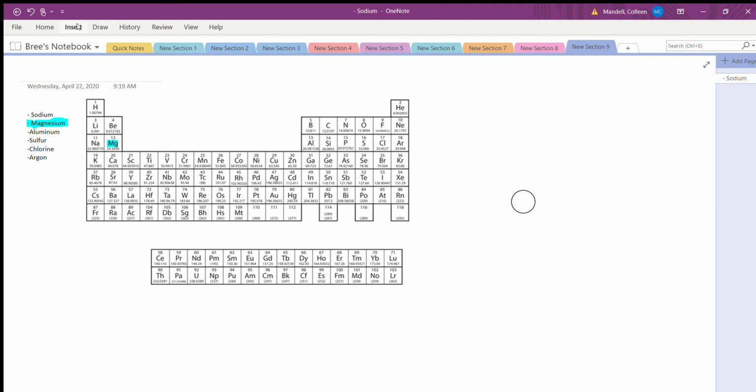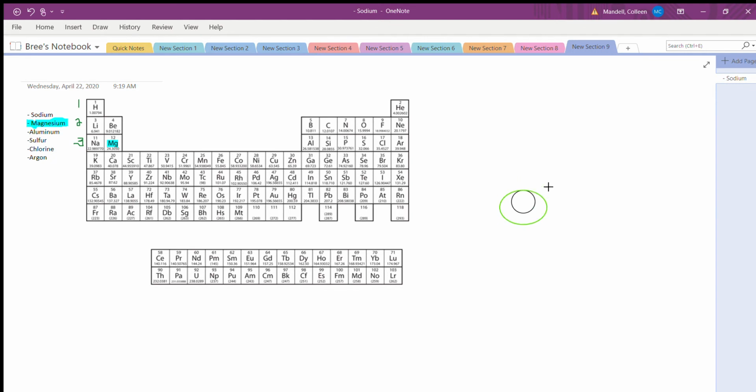And how do we tell how many energy shells there are? Well, we count up and down in the periodic table. So 1, 2, 3. Alright, I see magnesium is in that third row, so it should get 3 energy shells. Let's go and do that.